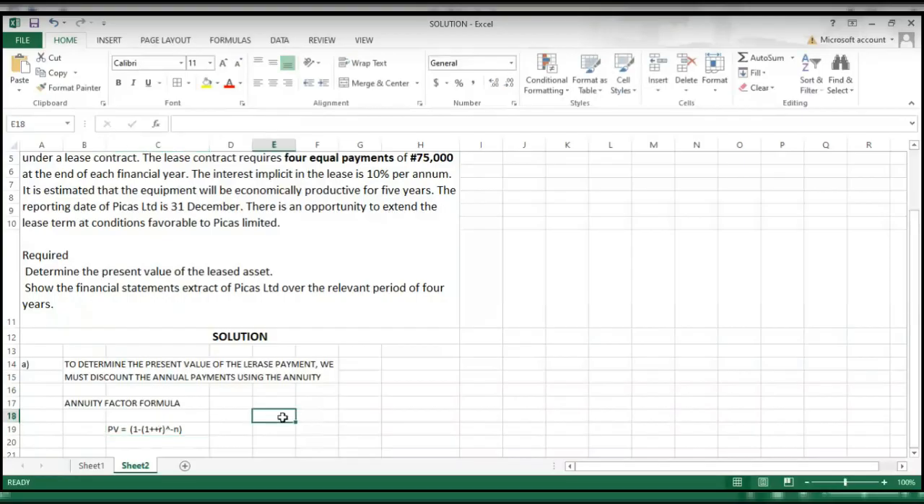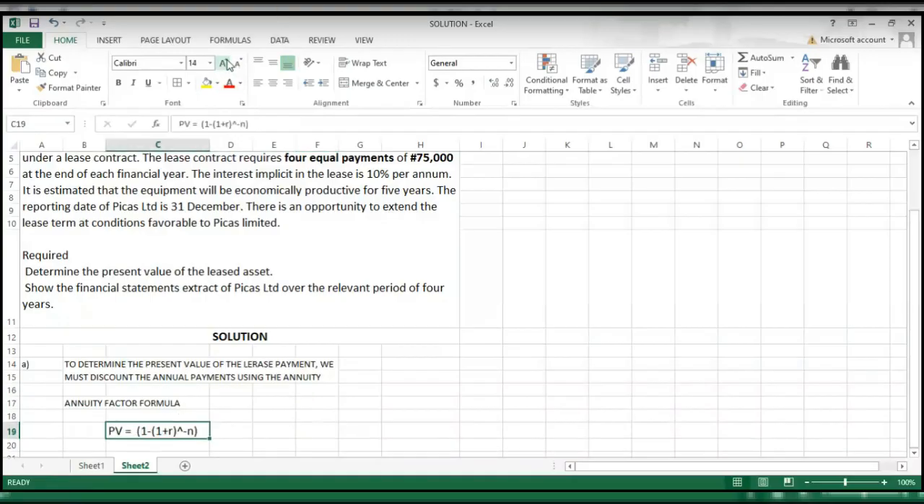This is what we call the annuity factor. You see, 1 minus 1 plus R, raised to power minus n. This sign you are seeing here, let me bold it so that you can see very well.